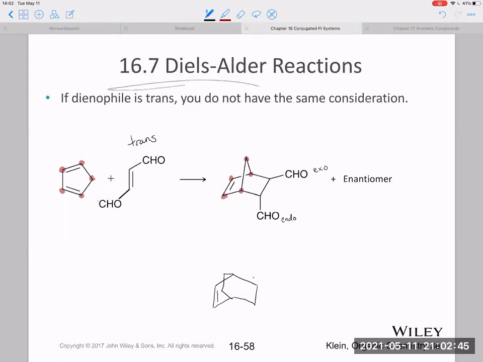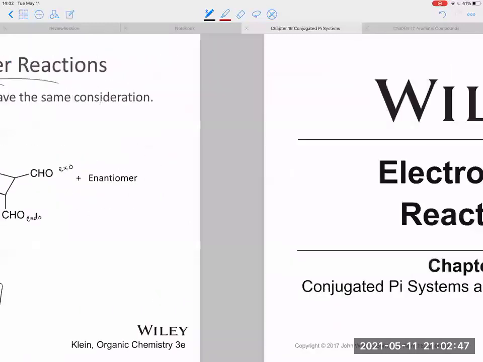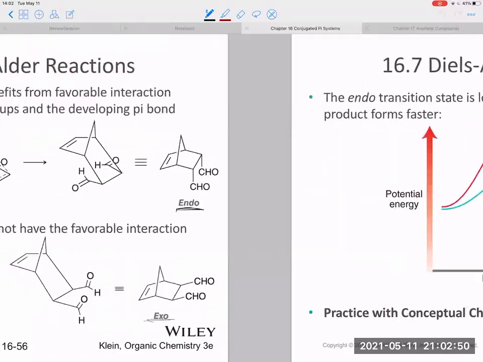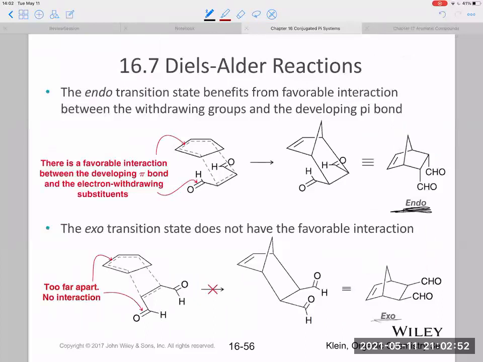Okay, but please, there are other considerations with regard to endo and exo, the endo product formed, whatever. Review Diels-Alder, redo that lecture video, watch those lecture videos again. Make sure you study that because it's the one topic that I can just guarantee you is going to be on the ACS exam.